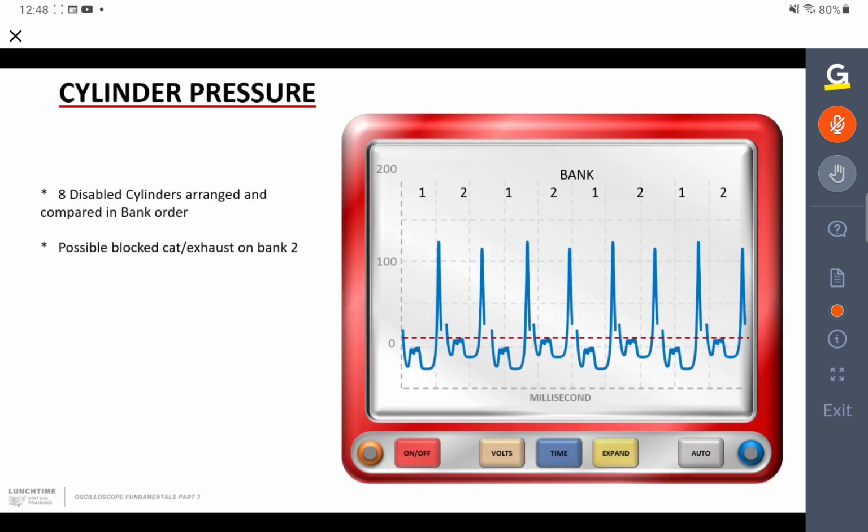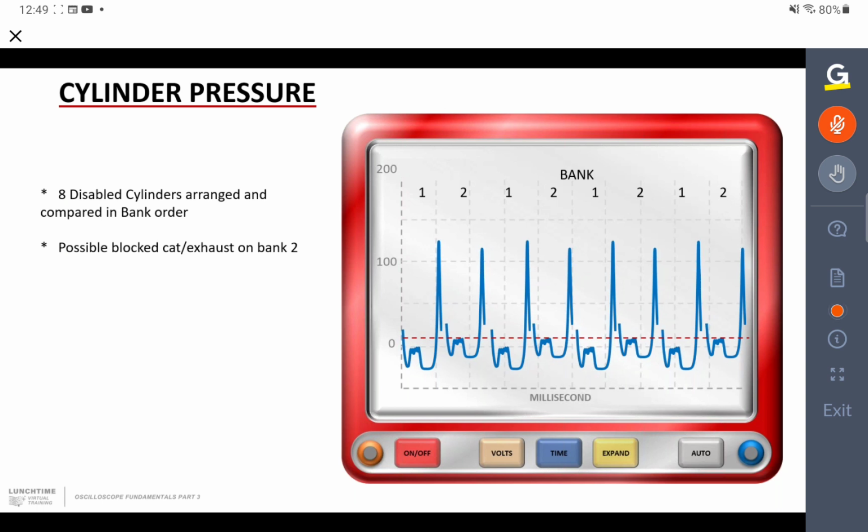Just another way you can use the peak pressures, just an example here, what I've done is taken pressure values from an 8-cylinder engine. It could be obviously a V8. Now, you would need 8 pressure transducers in each of the cylinders to do this test, but if you've got an oscilloscope where you can save each measurement, you could do a test on each of the 8 cylinders and then bring those saved values back onto the screen so that you can make a comparison.